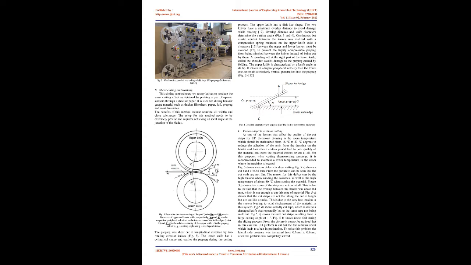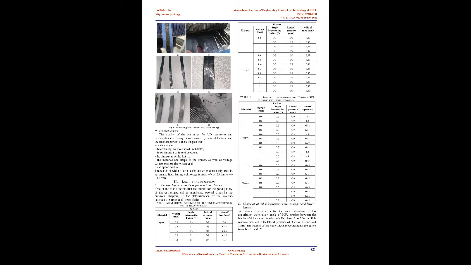Fig 3: setup for the shear cutting of prepreg web. RU and RL are the diameters of the upper and lower knife, respectively. VU and VL are the respective peripheral velocities at the intersection of the knife edges, point C, and VREL is the relative velocity of the upper knife. VF is the prepreg velocity, A is the cutting angle and E is the overlap distance.